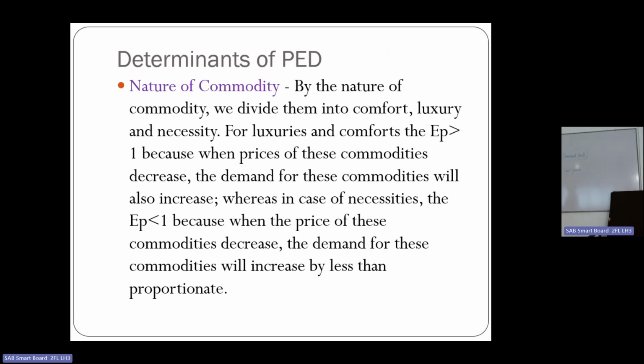Normally, in the case of essential goods, price elasticity of demand is less than one. Changing such goods' prices will not have a significant impact on the demand for such goods. So that is another factor: the nature of the commodity. Now, how many factors have we identified? We have identified 4 factors.